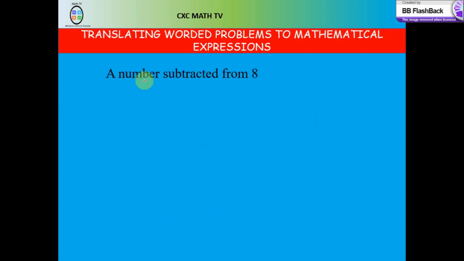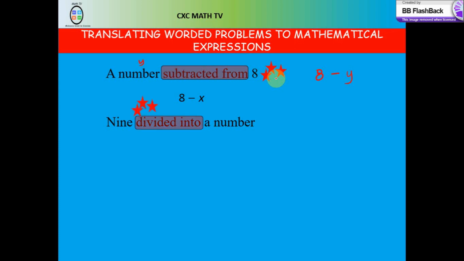Next one now. A number subtracted from 8. Let's call the number y. So in that case, the number that is subtracted from 8 is y. So 8 minus y. 9 divided into a number is what? 9 divided into a number. Let's call the number x. Don't know what you want to call the number, but we just know 9 is the divisor. So x divided by 9.